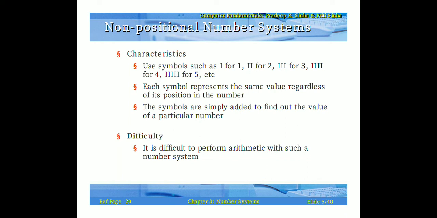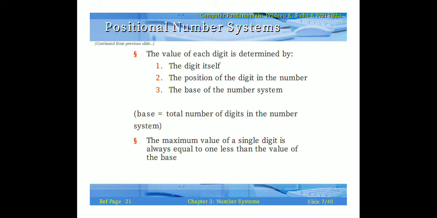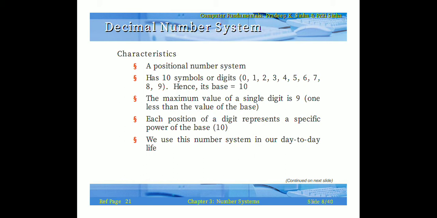Dear students, in the previous class we have learnt the number system. Basically there are two classifications, non-positional and positional. The number system that we generally use day to day is the decimal number system, which uses only a few symbols called digits, that is 0 to 9. In binary only 0 and 1 will be used. In octal 0 to 7 will be used. Similarly, the decimal number system's unique symbols are 0 to 9, hence the base is 10.